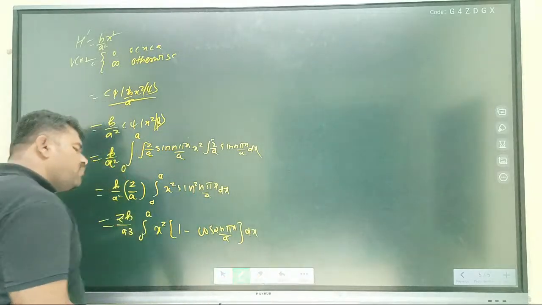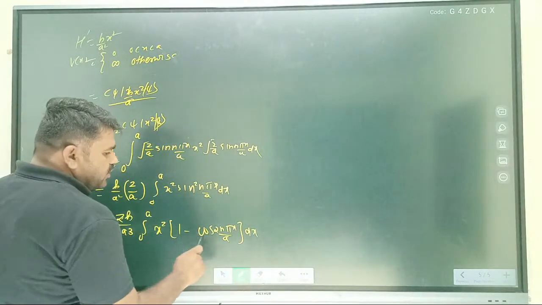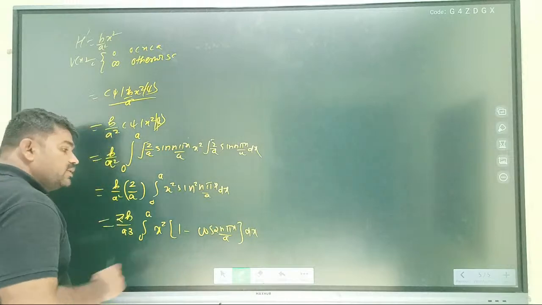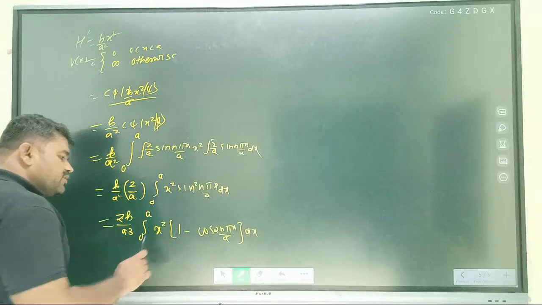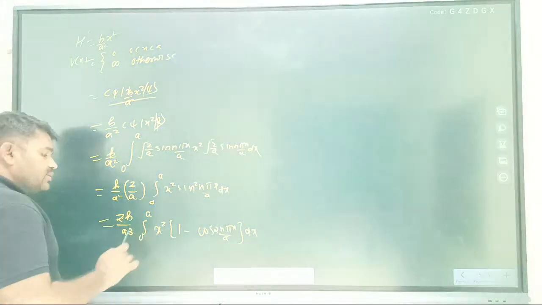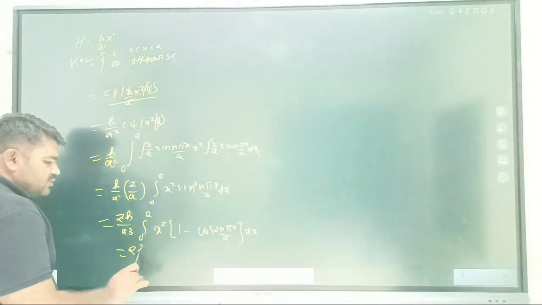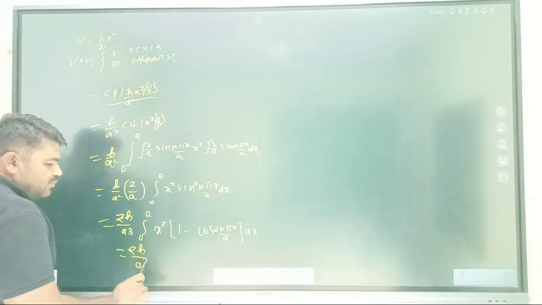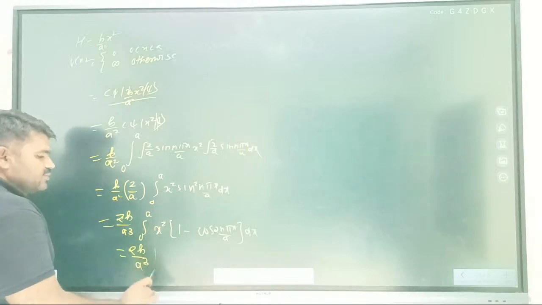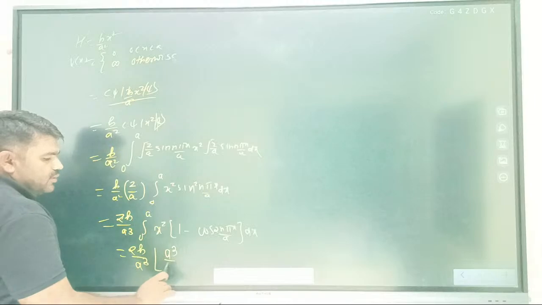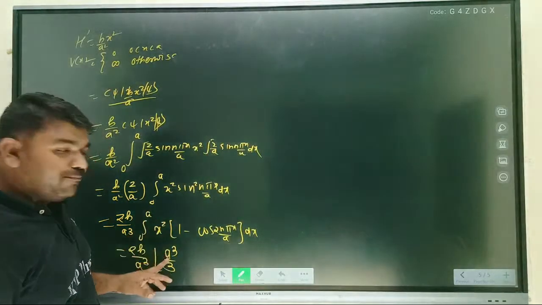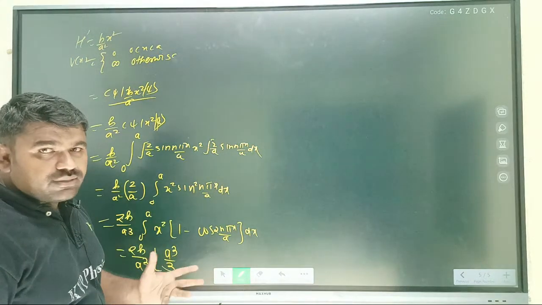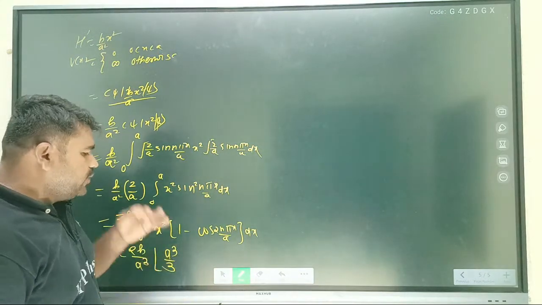Okay, इसमें दो पार्ट्स मिलेंगे हमको. फर्स्ट पार्ट इज x square and second part integration value is equal to how much? x square into cos 2 n pi x upon a. Clear? Now first part में तो कोई दिक्कत नहीं है. What is the x square integration? X square integration is 2b upon a to the power 3, and what is the first integration? a to the power 3 upon 3. x to the power 3 upon 3 आएगा. Higher limit a, lower limit 0. तो second part 0 हो जाएगा. Clear?